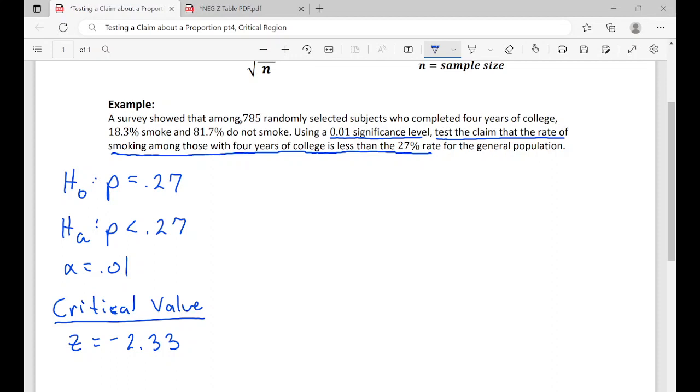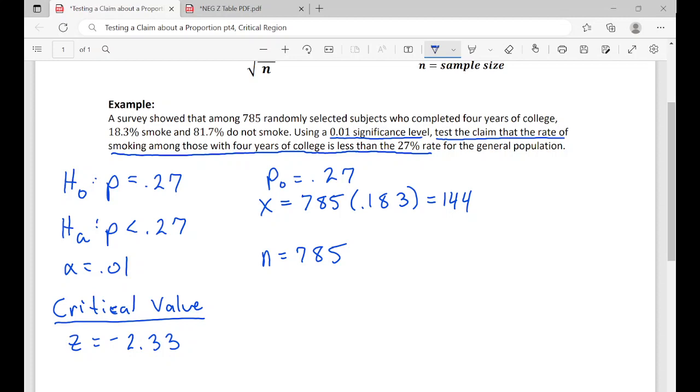So now we can start picking out what we know from the question. And all we know is how many randomly selected subjects we have. We know that n equals 785, but we need to know what x is. It doesn't tell us. All it tells us is that we have the percentage of people that smoke is 18.3. So what we have to do is 785 times 0.183, which is going to end up giving us a decimal, but we're going to round it up to 144. And our P naught value is 0.27.